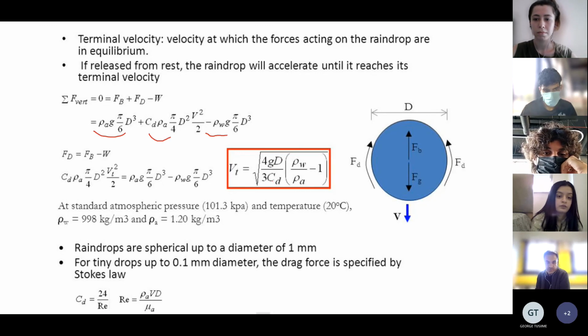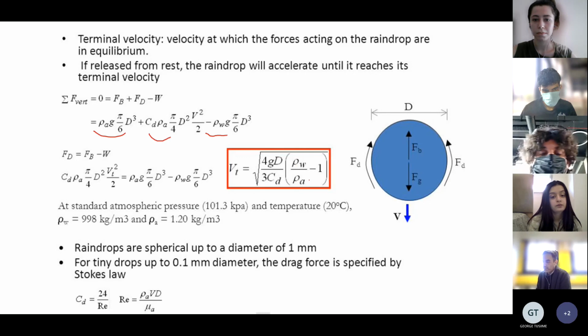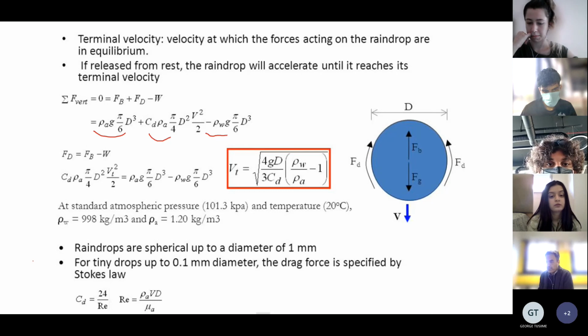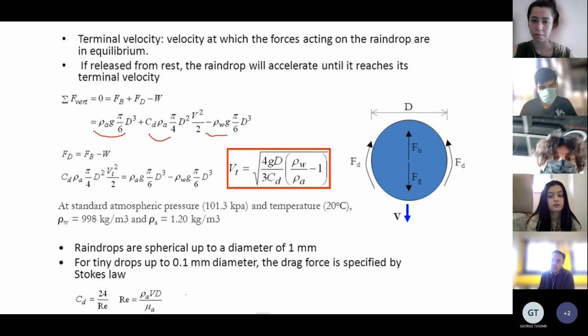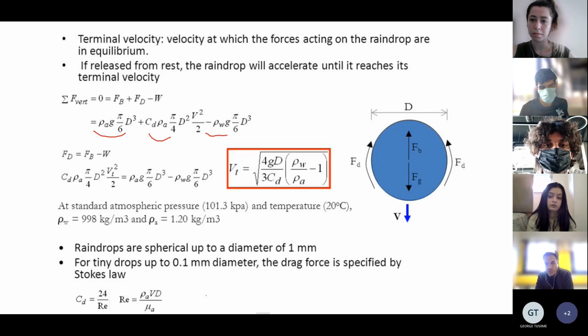Terminal velocity is a function of drag coefficient, a function of diameter, and the ratio of the density of water to the density of air. And here you see the density values. For CD, there are some experiments that give you values to calculate it. As I told, CD is a function of shape, a function of material, or we can say a function of a dimensionless number called the Reynolds number. Reynolds number is given with this formula, which is a function of viscosity also. Reynolds equals rho V d over mu.